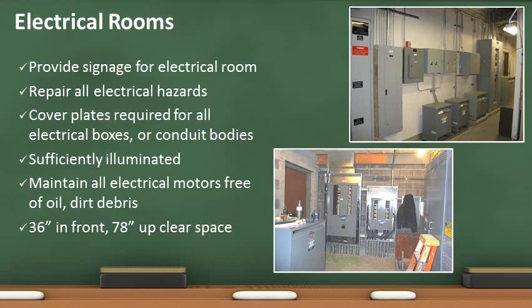Electrical rooms shall be clean and clear of combustibles, dirt, oil, and debris. Electrical components shall be in good condition and up to code. The electrical room in the photo on top is code compliant. In the photo on the bottom, combustibles are on top of the transformer and in other parts of the room. These items need to be removed.